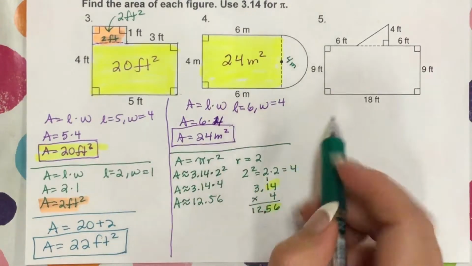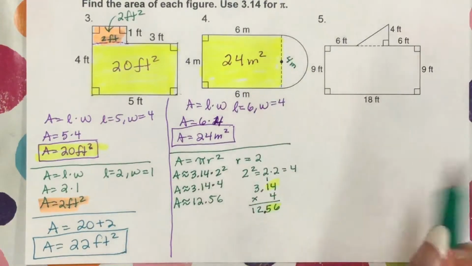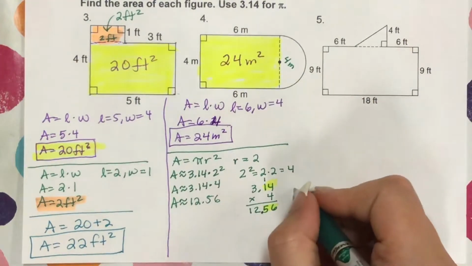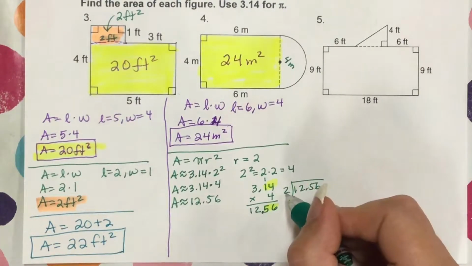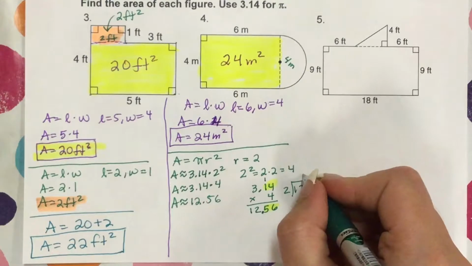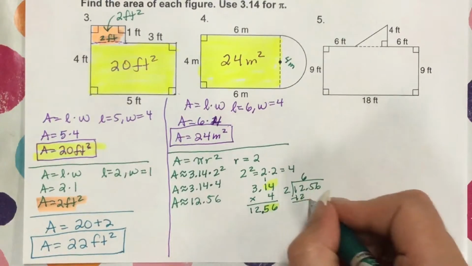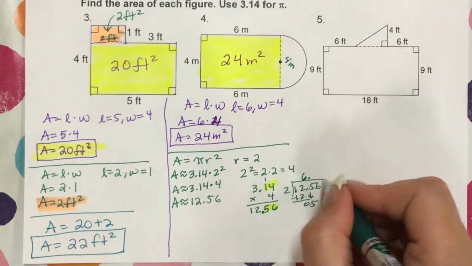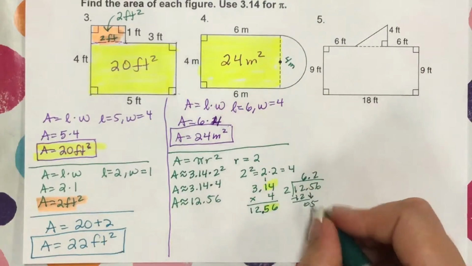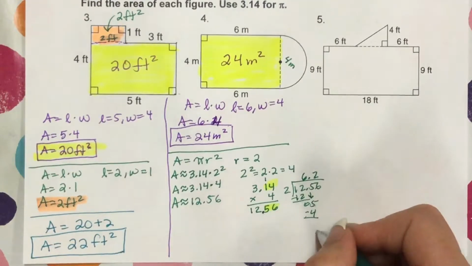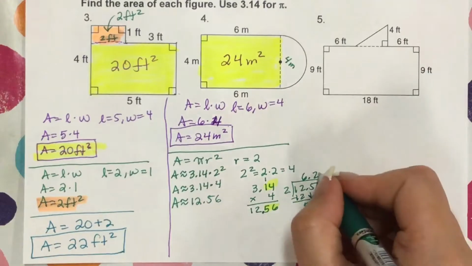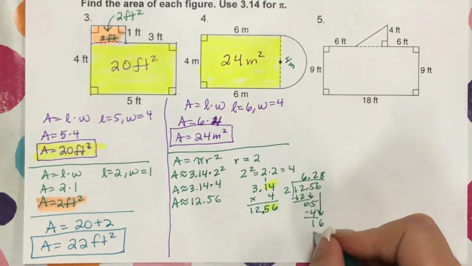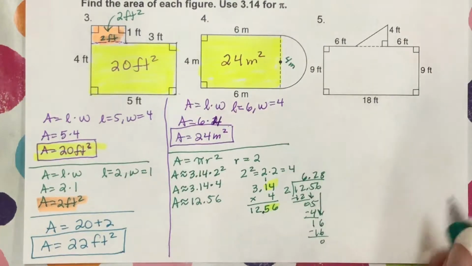And that would be the area of the entire circle, but we just need to know half of it. So that's why we need to go 12.56 and then divide that by 2. So 2 doesn't go into 1, but it does go into 12 6 times. 6 times 2 is 12. And then we're going to carry the 5 down. 2 goes into 5 2 times. 2 times 2 is 4. 5 take away 4 is 1. Drop the 6 down. 2 goes into 16 8 times. 8 times 2 is 16 with no remainder. Boom. There we have our answer.